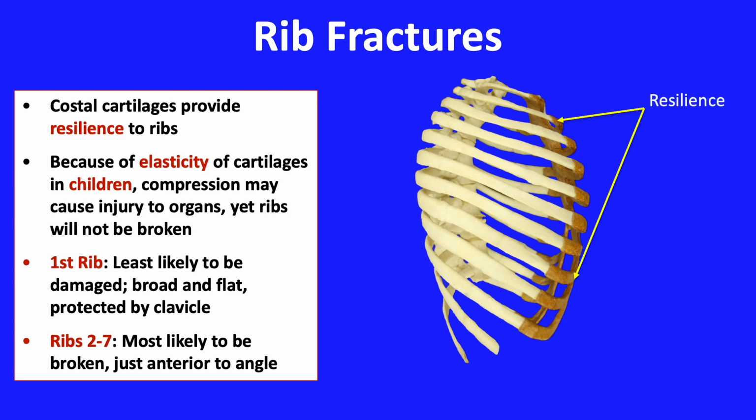As mentioned for the football quarterback, costal cartilages provide resilience to the rib. Because of elasticity of cartilages in children, compression may cause injury to organs, yet ribs will not be broken. The first rib is the least likely to be damaged, not only because it is broad and flat, but it is protected by the clavicle. Ribs 2 to 7 are the most likely to be broken just anterior to the angle.